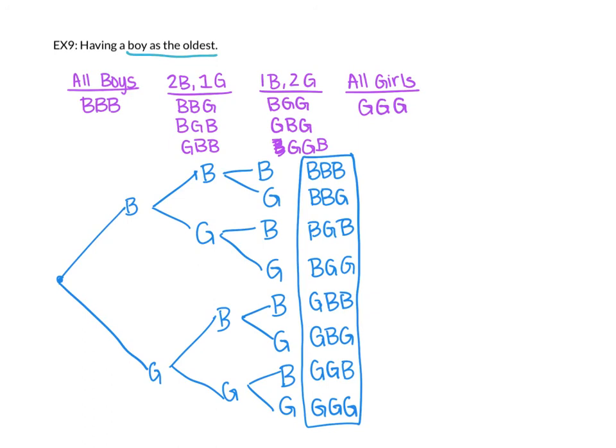All right, in my example of having 3 children, I want to know the event of having a boy as the oldest. So that is this one, this one, this one, and this one. So there are 4 ways that I can have that event of having a boy as the oldest. And the last example, having all girls. So the event is 3 girls. There's only one way I can do that.